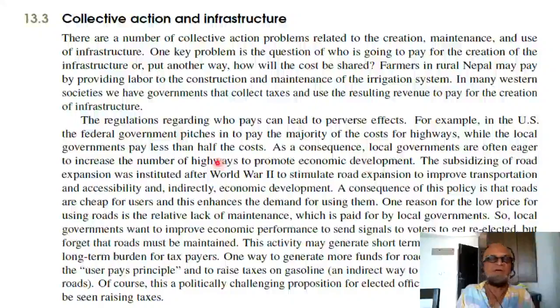For example, in the US, the federal government pitches in to pay the majority of the costs for highways, while the local governments pay less than half the costs. As a consequence, local governments are often eager to increase the number of highways to promote economic development, so they directly benefit from the federal investment. The subsidizing of road expansion was instituted after World War II to stimulate road expansion to improve transportation and accessibility, and indirectly economic development. Such infrastructures always help businesses, firms, and individuals.